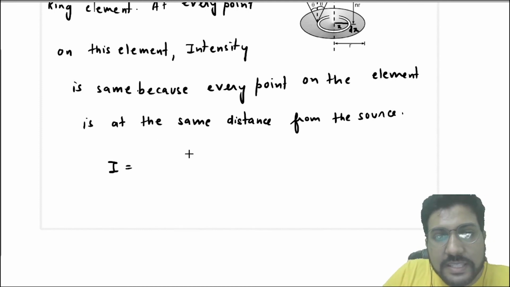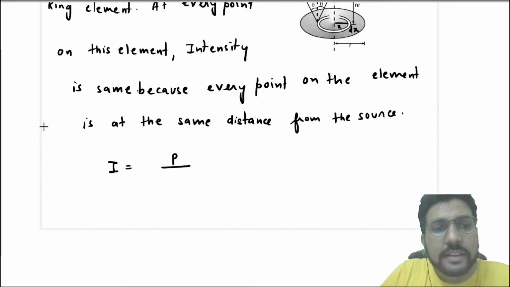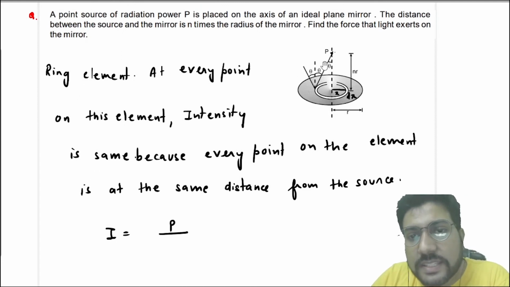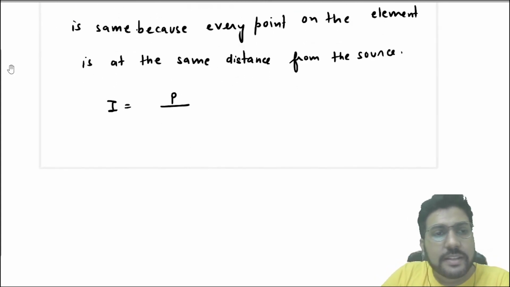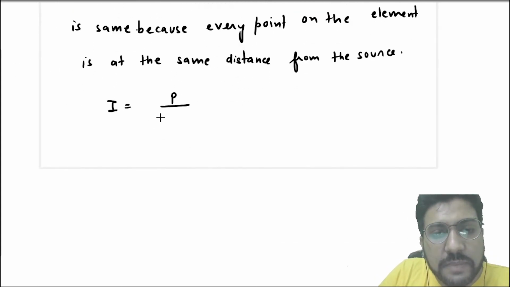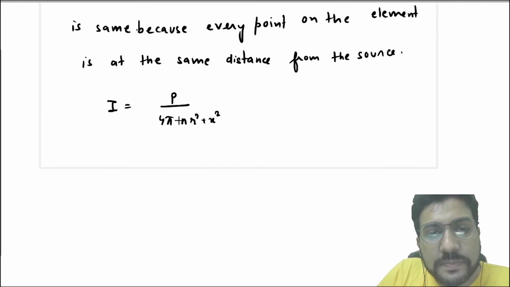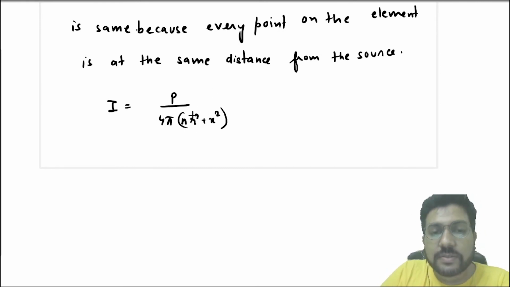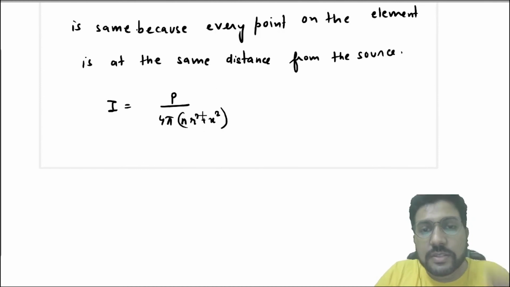The intensity at every point on this element is equal to P by, so if this distance is nr and this distance is x, then this distance is how much? Under root nr square plus x square, right? So this is equal to P by 4 pi times under root nr square plus x square, whole square, that is nr square plus x square. So this is the intensity.